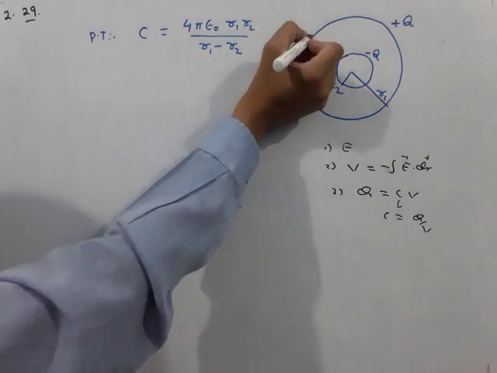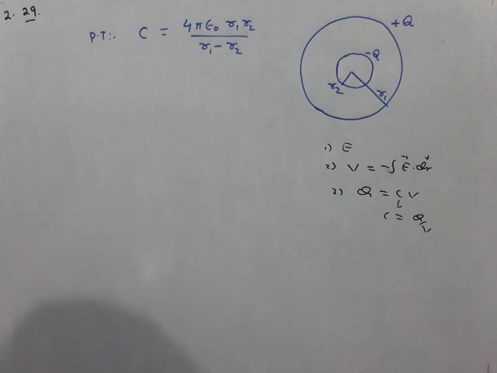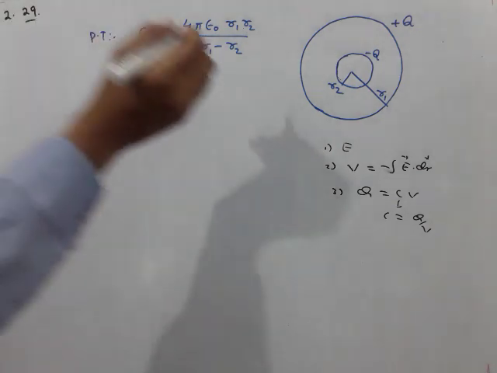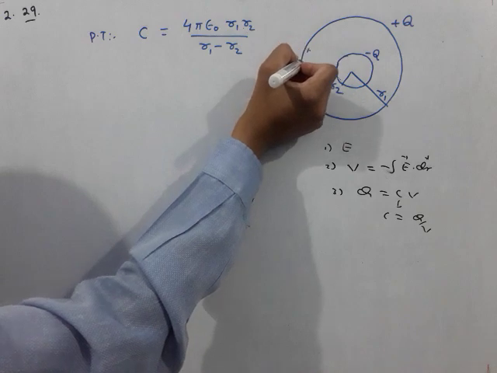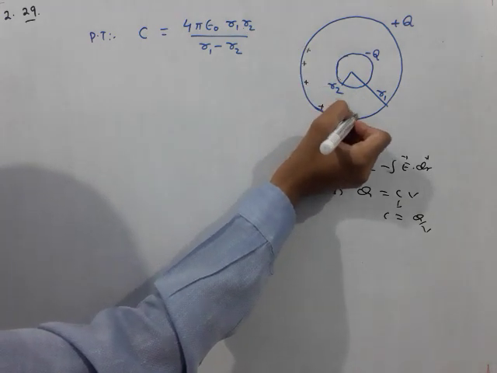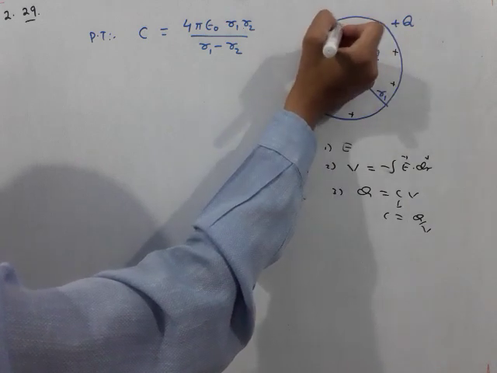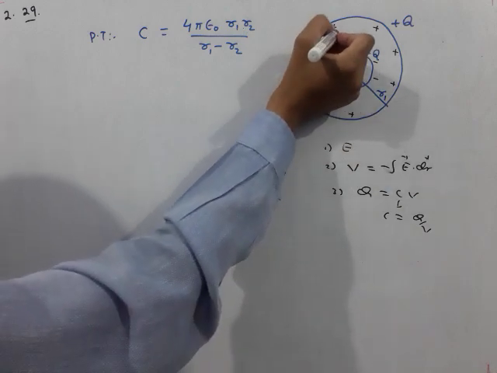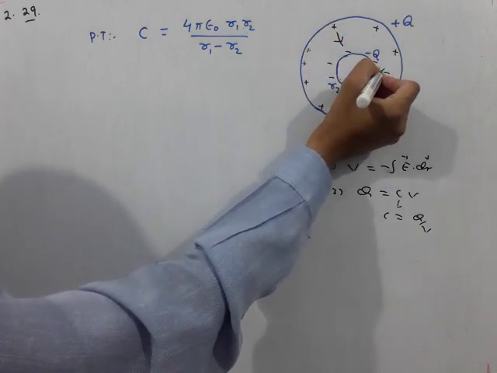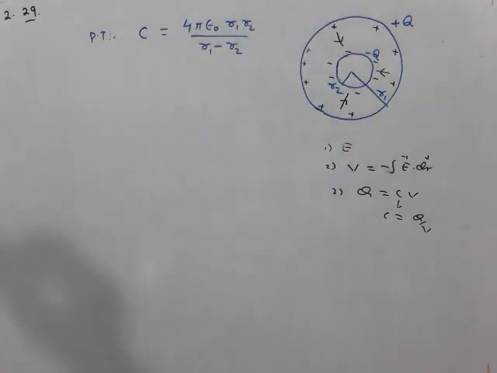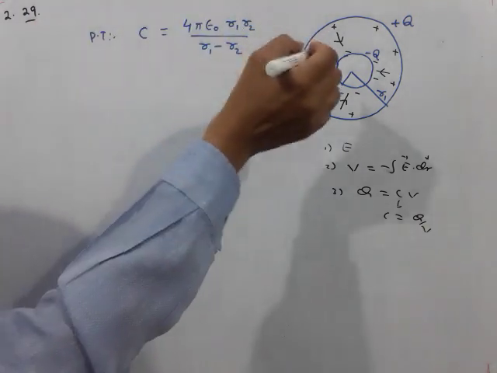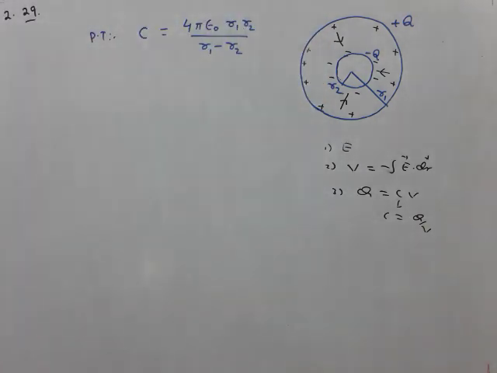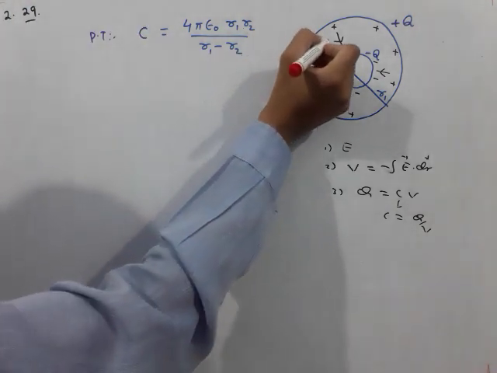This plate is positively charged, so it has a positive charge uniformly distributed on its inner surface. So here we have plus uniformly distributed, and here we have minus. So clearly the electric field will be like this. Likewise you can draw at different points. First you have to find the electric field. To find the electric field, we shall take into consideration Gauss law. So we will draw a Gaussian surface in the form of a sphere.